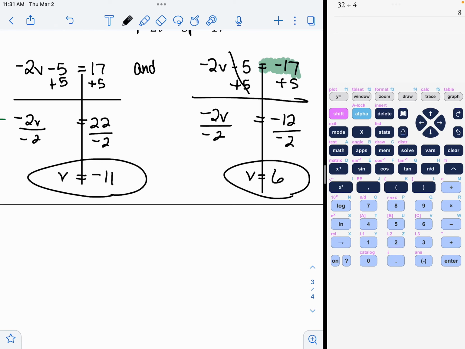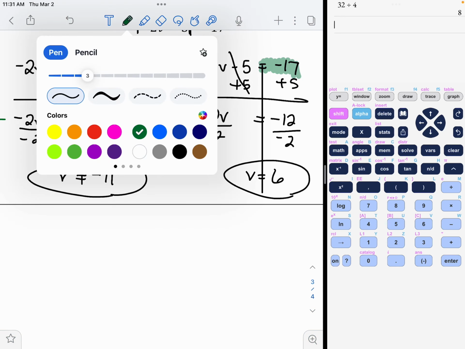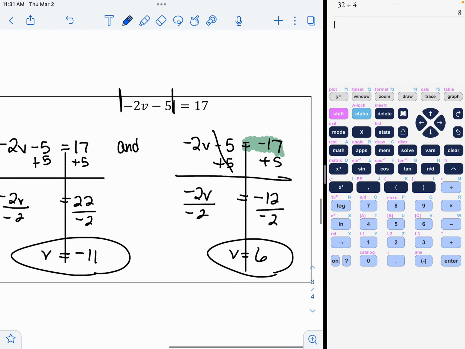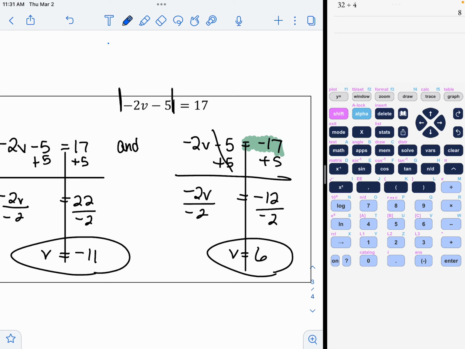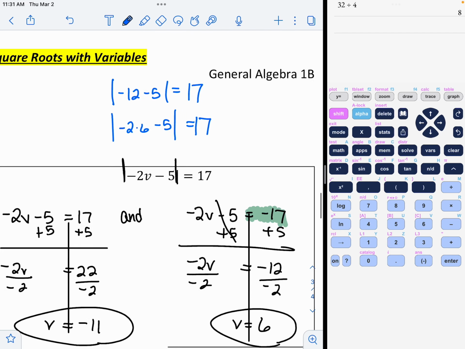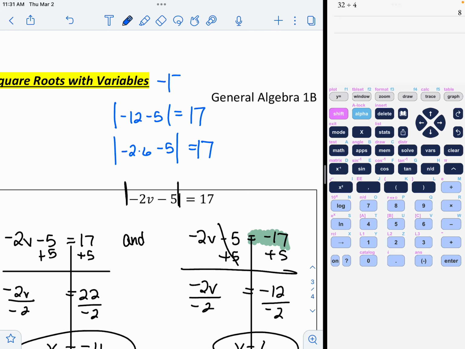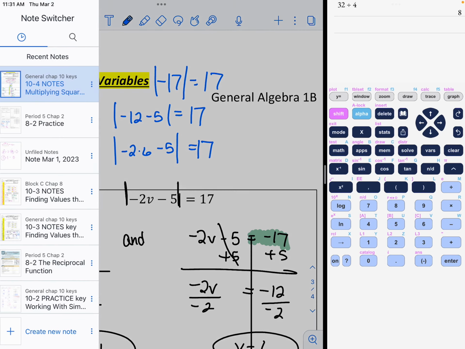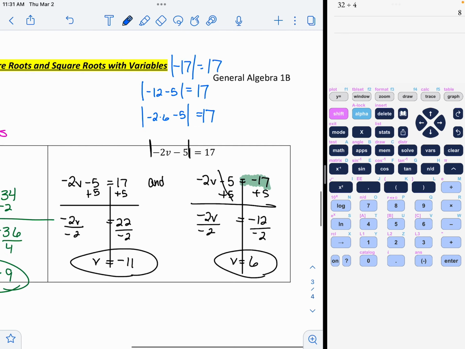If you want to check if they're solutions, because I truly believe that you should know what in the world you're doing, if you plug 6 in here, you will get a 17. So if you did the absolute value of negative 2 times 6 minus 5, you will get a 17. Because negative 2 times 6 is negative 12, take away 5. Negative 12 take away 5 is negative 17, and the absolute value of negative 17 is positive 17. The same thing would happen as if you plugged in negative 11.